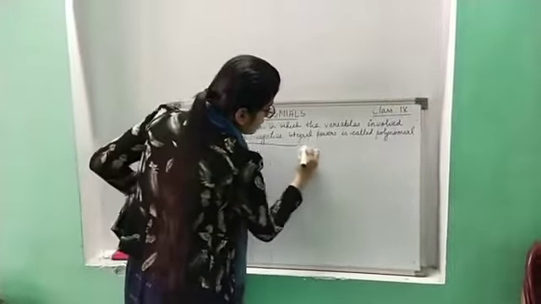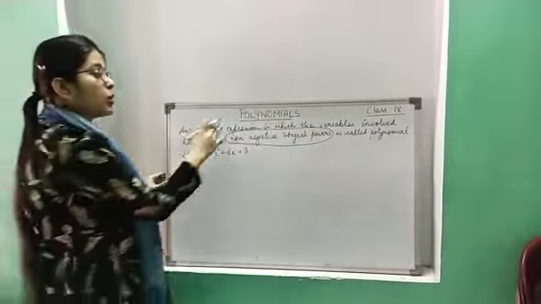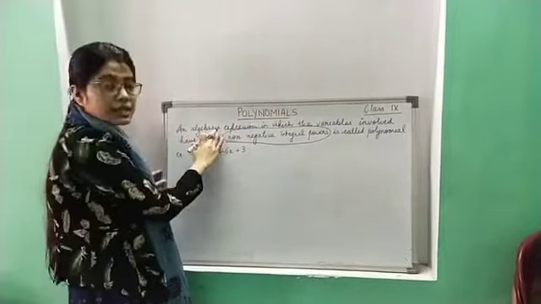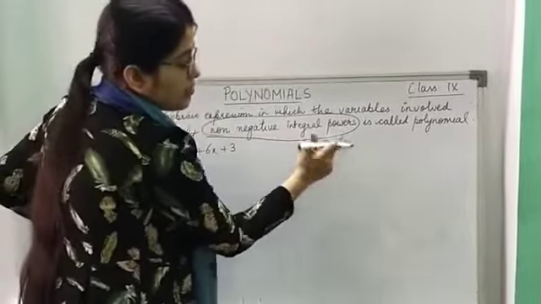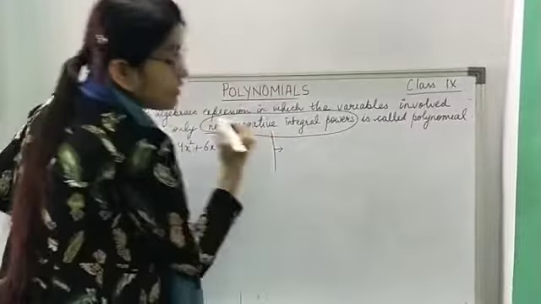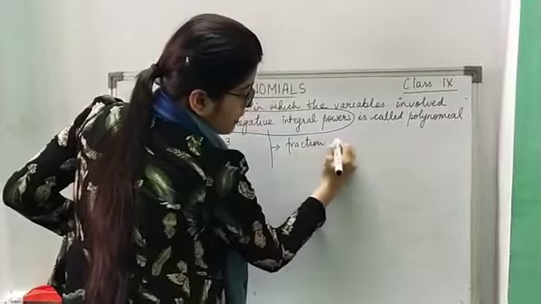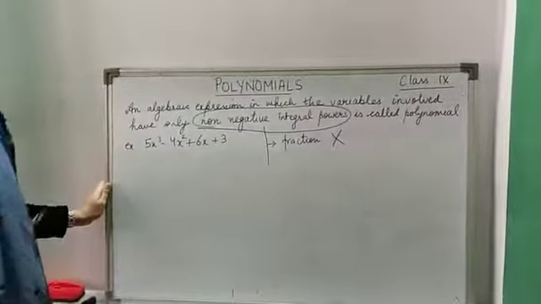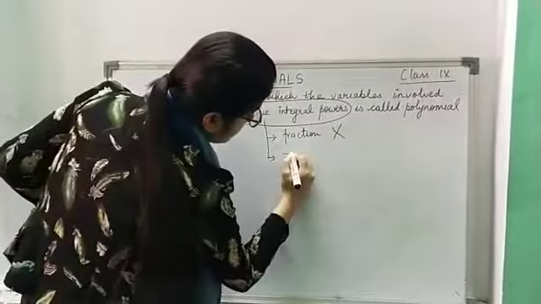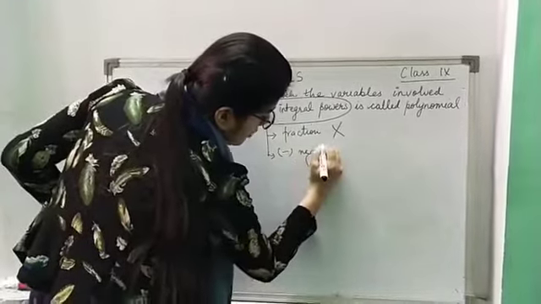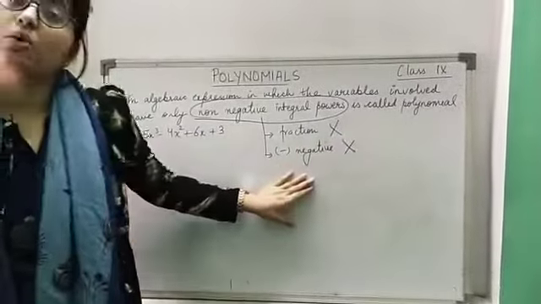This portion you have to keep in mind. Polynomials are those algebraic expressions whose power should be a non-negative integral power. This means the power should not be in fraction form. If the powers are fractions, then it will not be a polynomial. The power should not be negative. If the powers are negative, that means it is not a polynomial.